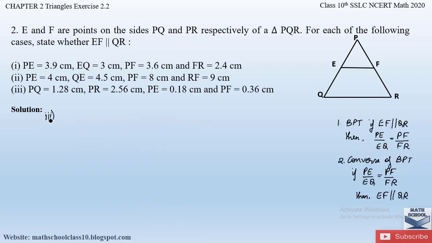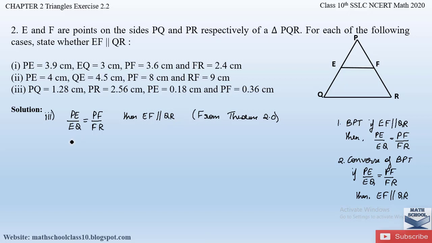Third part of question number 2. Again, let us write down the converse of theorem 2.2, which says if PE divided by EQ is equal to PF divided by FR, then EF is parallel to QR. So again, let us substitute the values and find out if EF is parallel to QR or not.